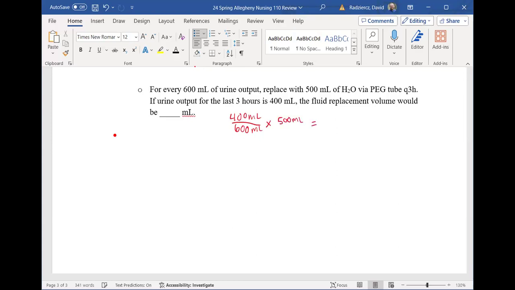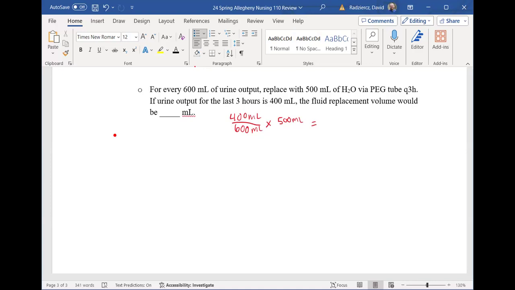Now, let me ask you something. You don't need to answer this. It's rhetorical. But if you're looking at this, if I need 600 milliliters to replace with 500, but it's only 400, then we're not going to give them more than 500. That's a way to rationalize and think this through before you put your final answer down. You'd be like, oh yeah, if it's less than 600, then the replacement volume is also going to be less than 500, but we'll still have a replacement volume. So let's see what that is.